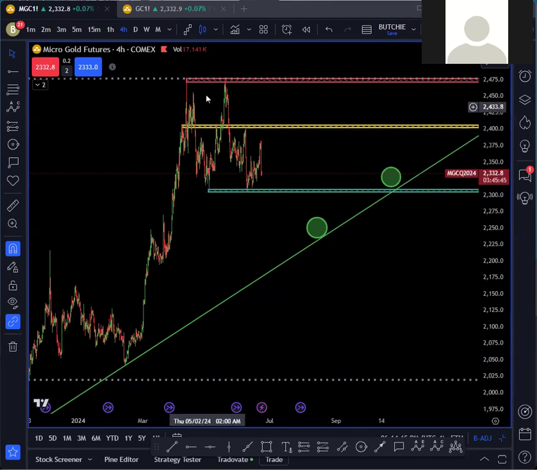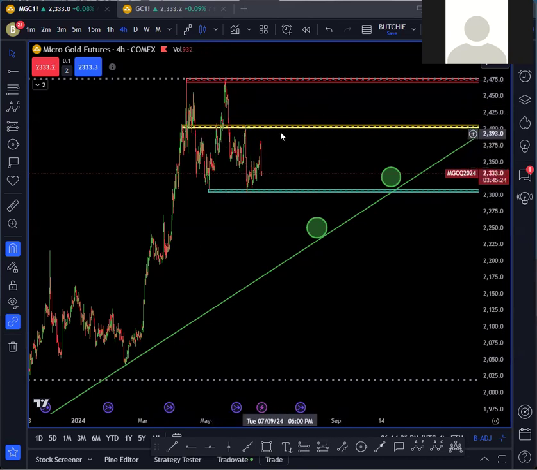Why I drew those is because we have two tops over here. We have a double top. And this is on a 4-hour time frame. So that should be a really strong resistance level. Over here, this should be a really strong support level. So that's our top and our bottom of our channel.